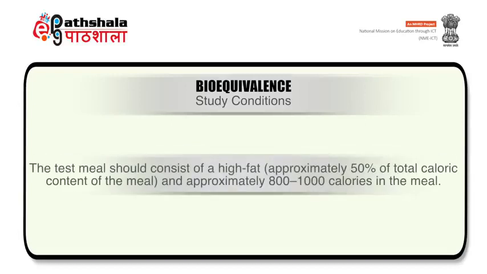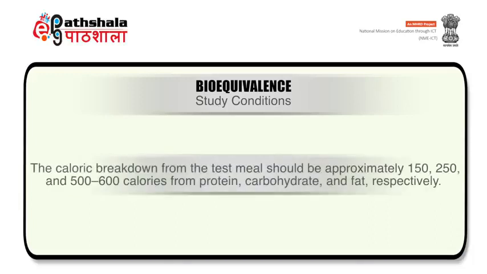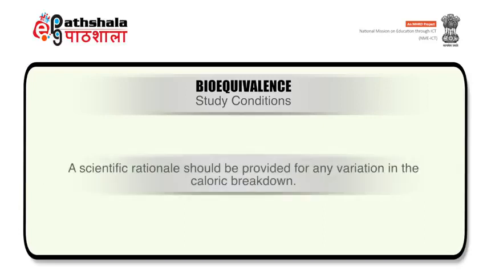The test meal should consist of high fat and approximately 800 to 1000 calories in the meal. The caloric breakdown from the test meal should be approximately 150 calories from protein, 250 from carbohydrates, and 500 to 600 calories from fat. A scientific rationale should be provided for any variation in the caloric breakdown.